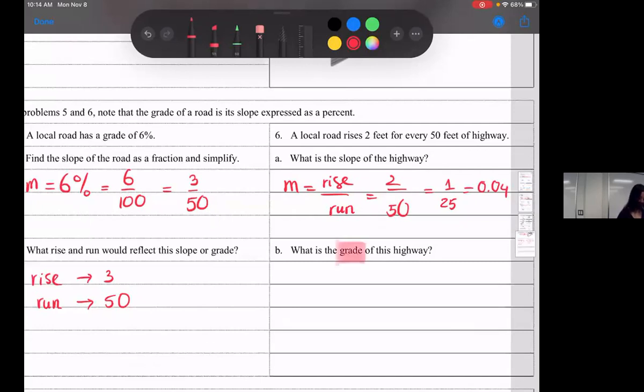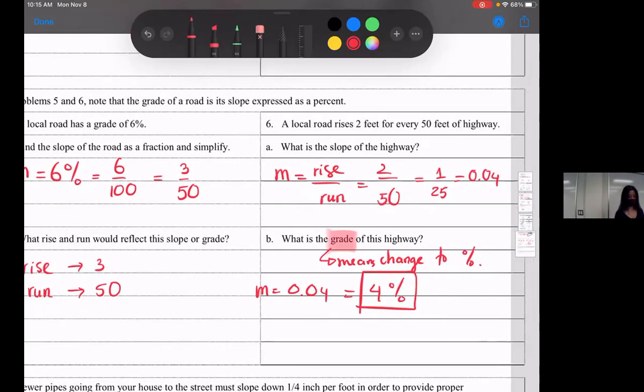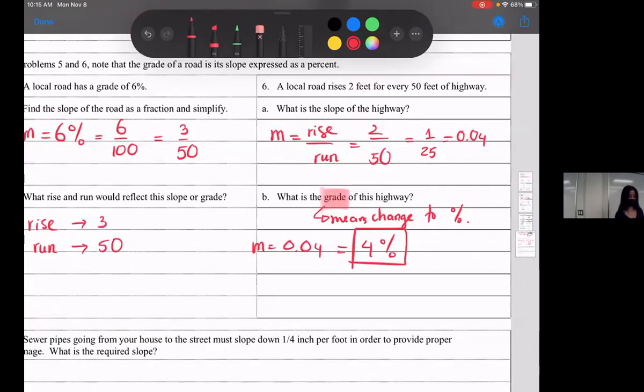So when they're asking for grade, yeah, you're right, it means change to percentage. So M equals 0.04, which is 4%. On the exam last fall, it was like this. They ask you for the slope or whatever, and then the second question they ask for the grade, all they want you to do is change it into percentage. Do you have any question on number 6?